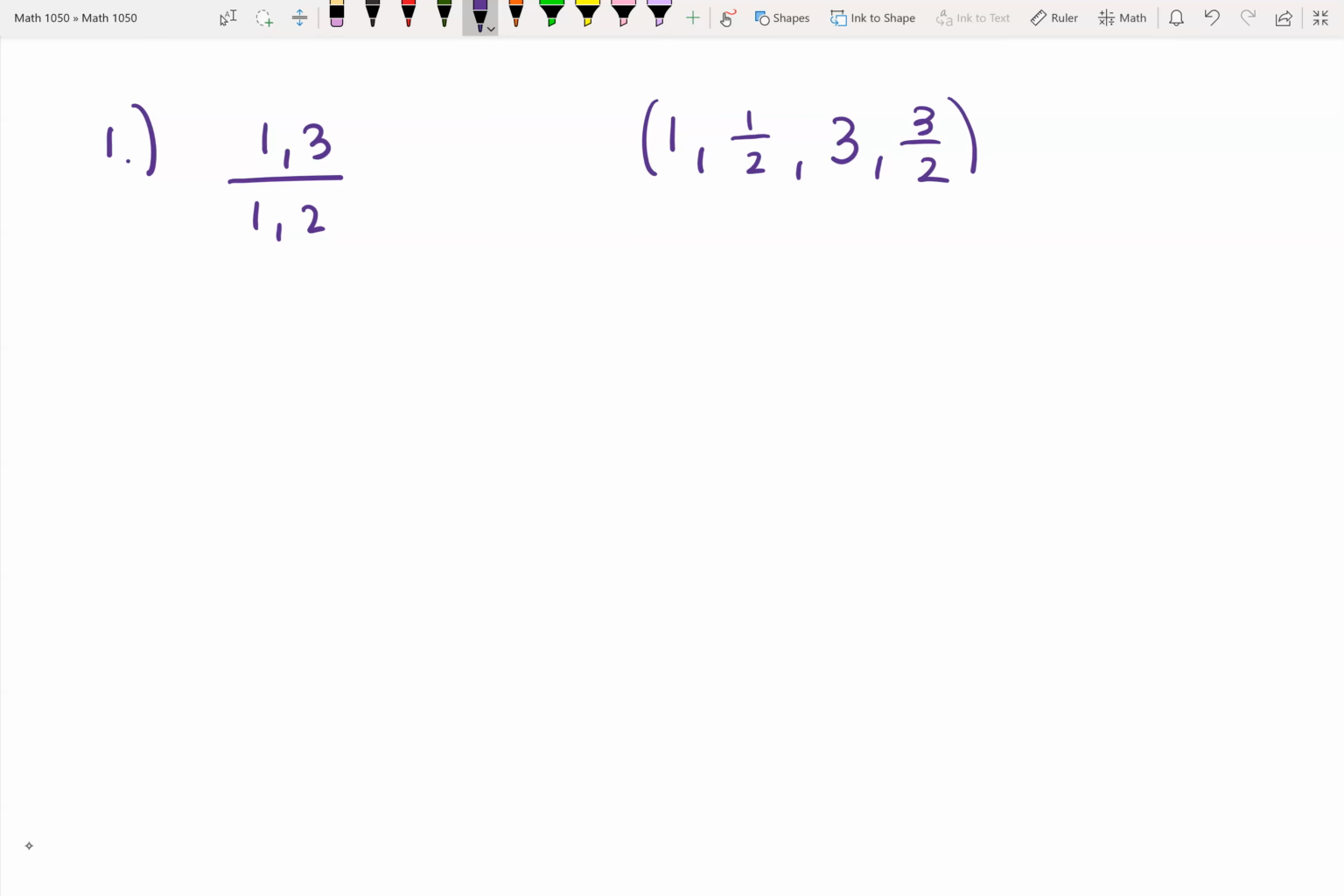Make sure you put parentheses around it. Put a plus or minus in front of it. Highlight that answer so I know that that's the one that you're saying. And that's it. Okay. Question 2.